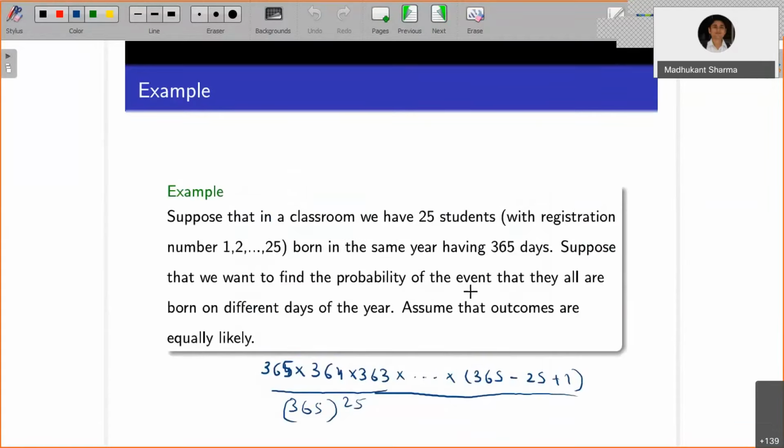See, each student: suppose you number the students S1, S2, and so on, up to S25, and each one will get a different day. So the first student will get 365 choices out of 365 days. The next student will get, since one day is fixed because they cannot fall on the same day, the remaining 364 out of 365, right? Similarly 363 divided by 365 possibility, and so on. Is that clear? Yes.